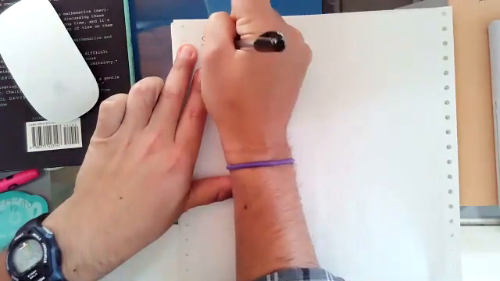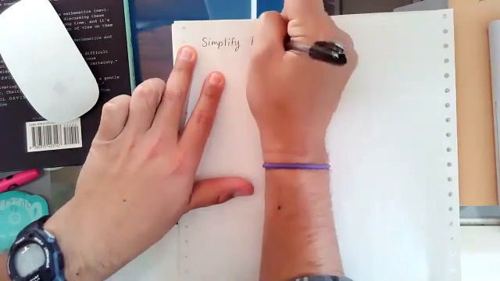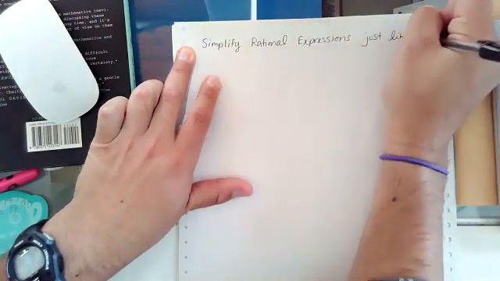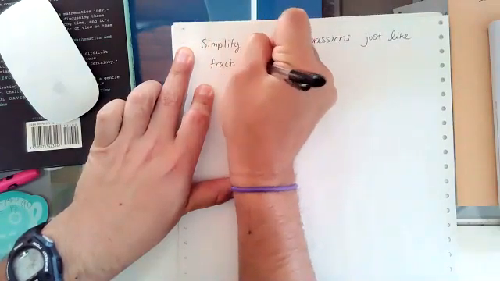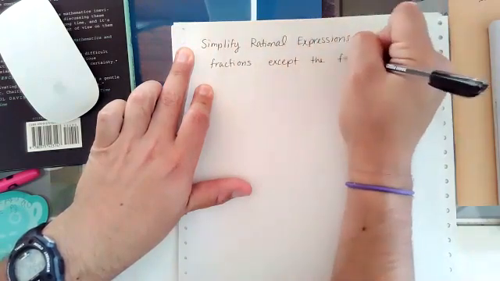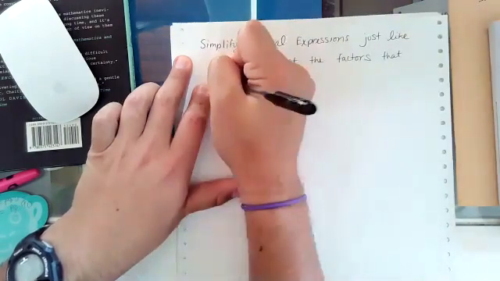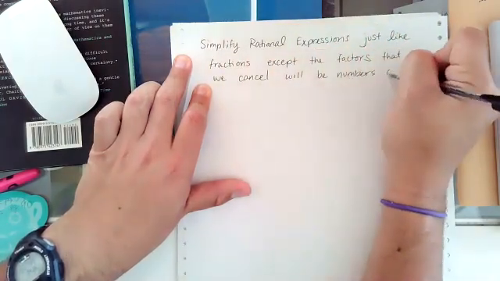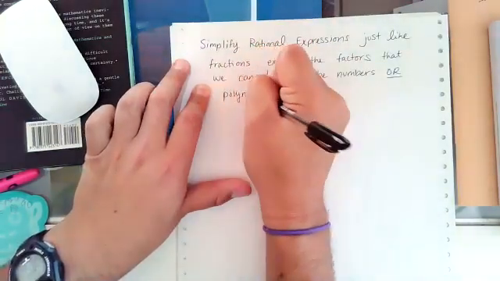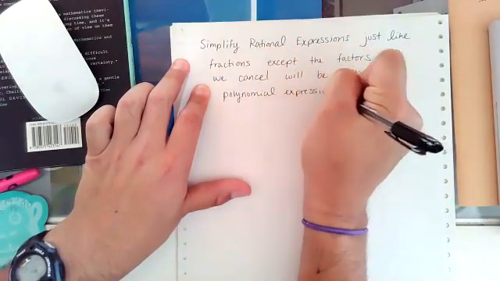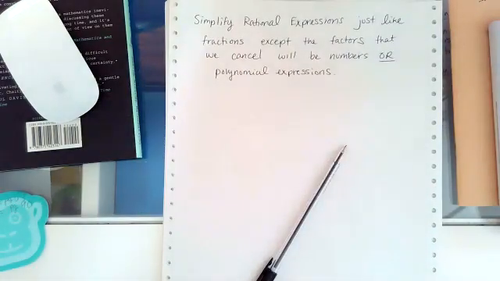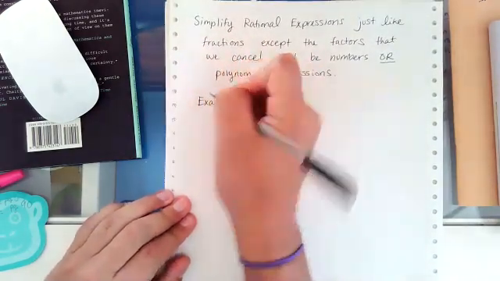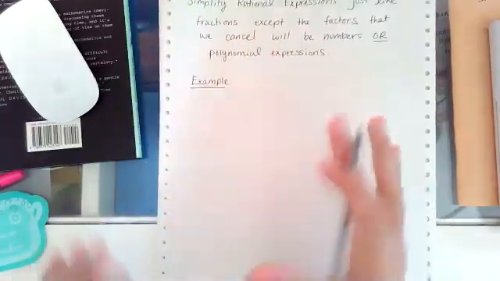But we are going to simplify rational expressions just like fractions. Except the factors that we're going to cancel will be numbers or polynomial expressions. So we're gonna build up to something that's clearly more complicated, but I want to give you some examples and walk you through those and then get you some practice.